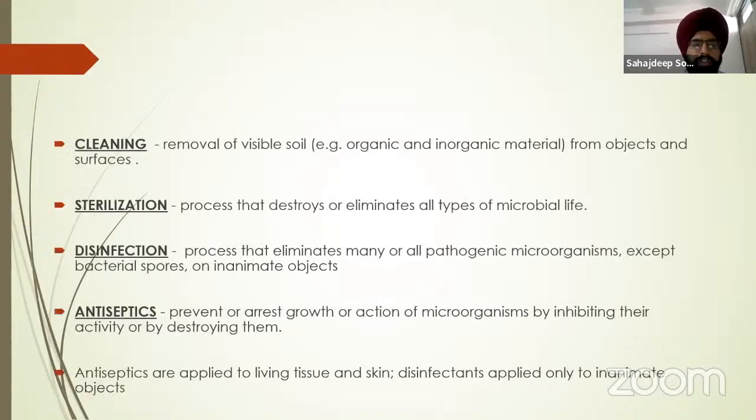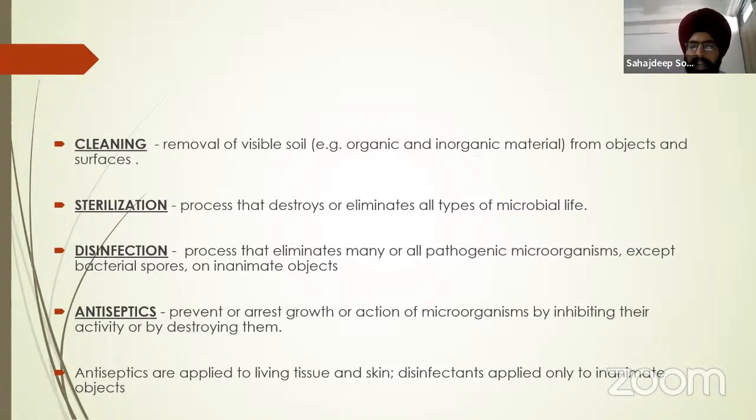First is cleaning, which is removal of all the visible soil that can be organic, that is blood or any tissue on the endoscopes, or inorganic material from the surfaces of the endoscope. Second is sterilization, which involves the procedure to destroy or eliminate all types of microbial life, including the bacterial spores.